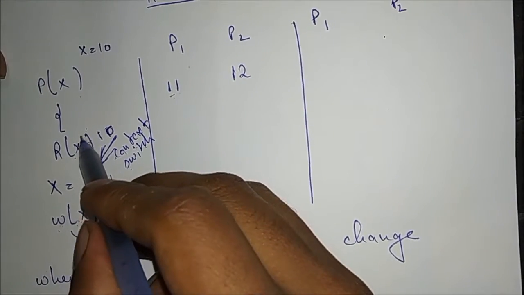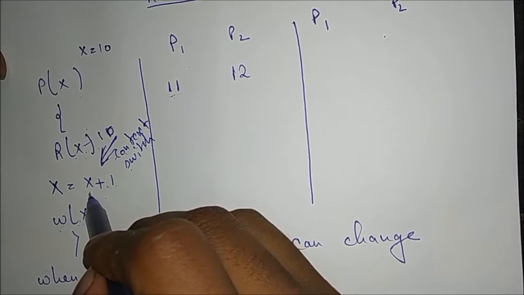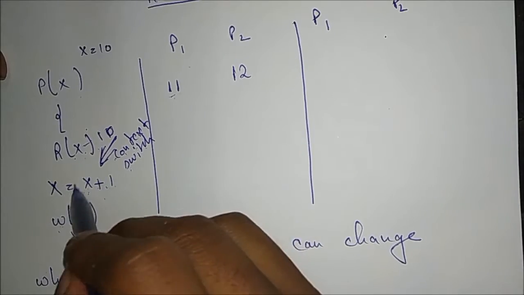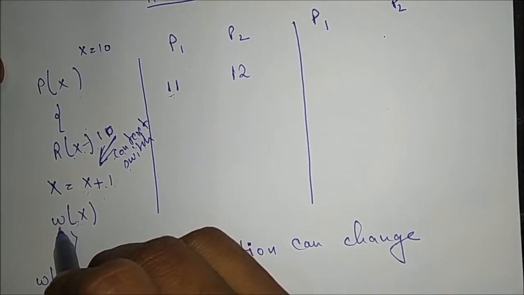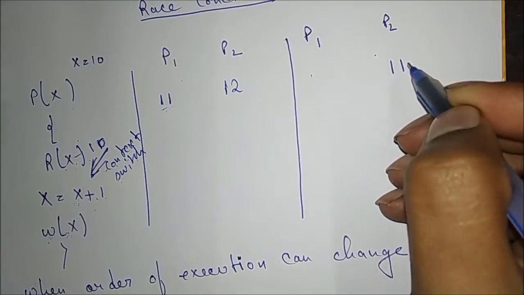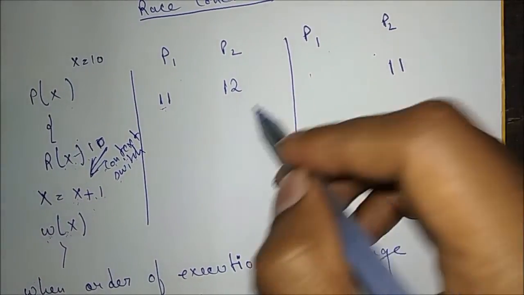Now P2 comes and again it reads the value 10 and it goes into the critical section, the executing part, and 10 plus 1 increments to 11 and it writes x. Write x means it prints the number x. P2 now first printed the value of x. Now P1 will get the chance.